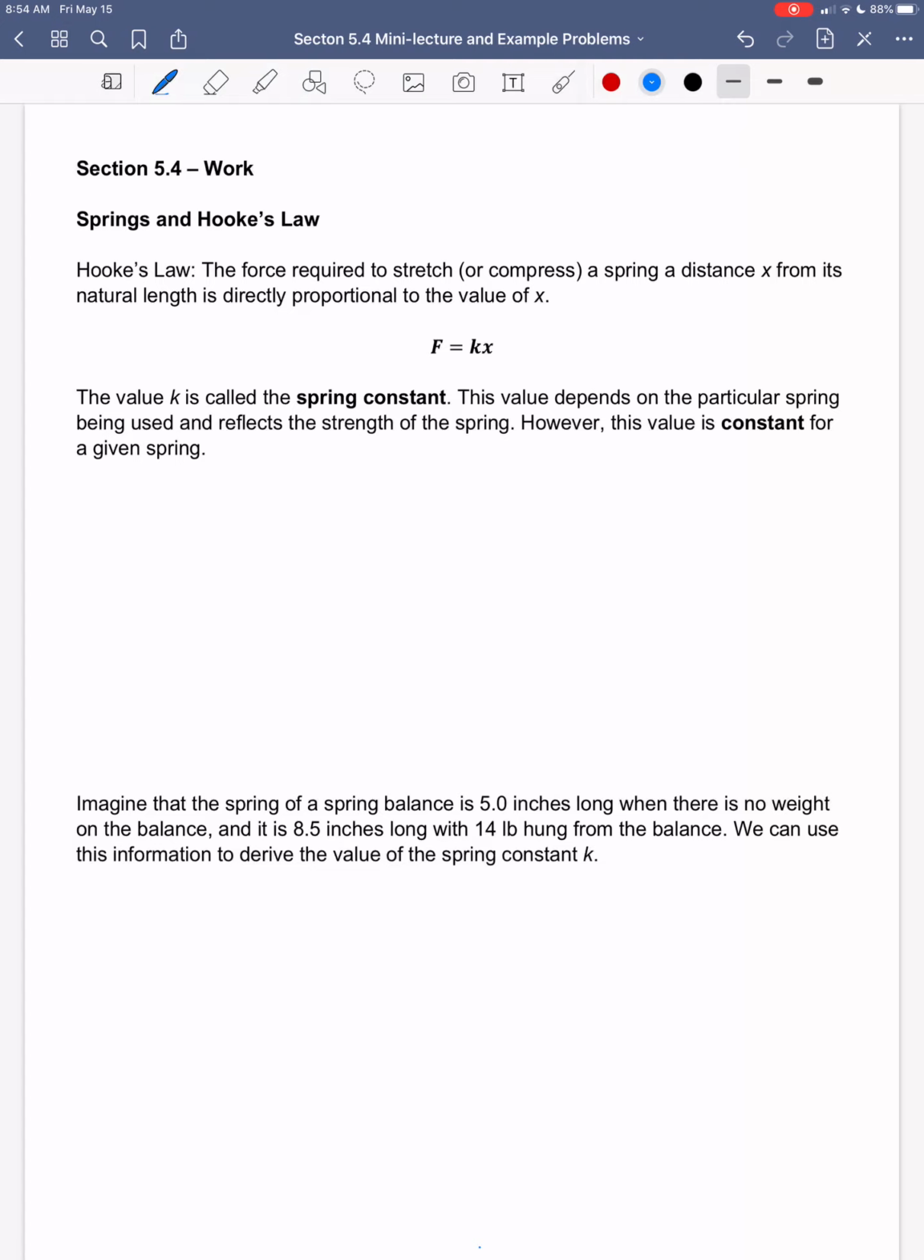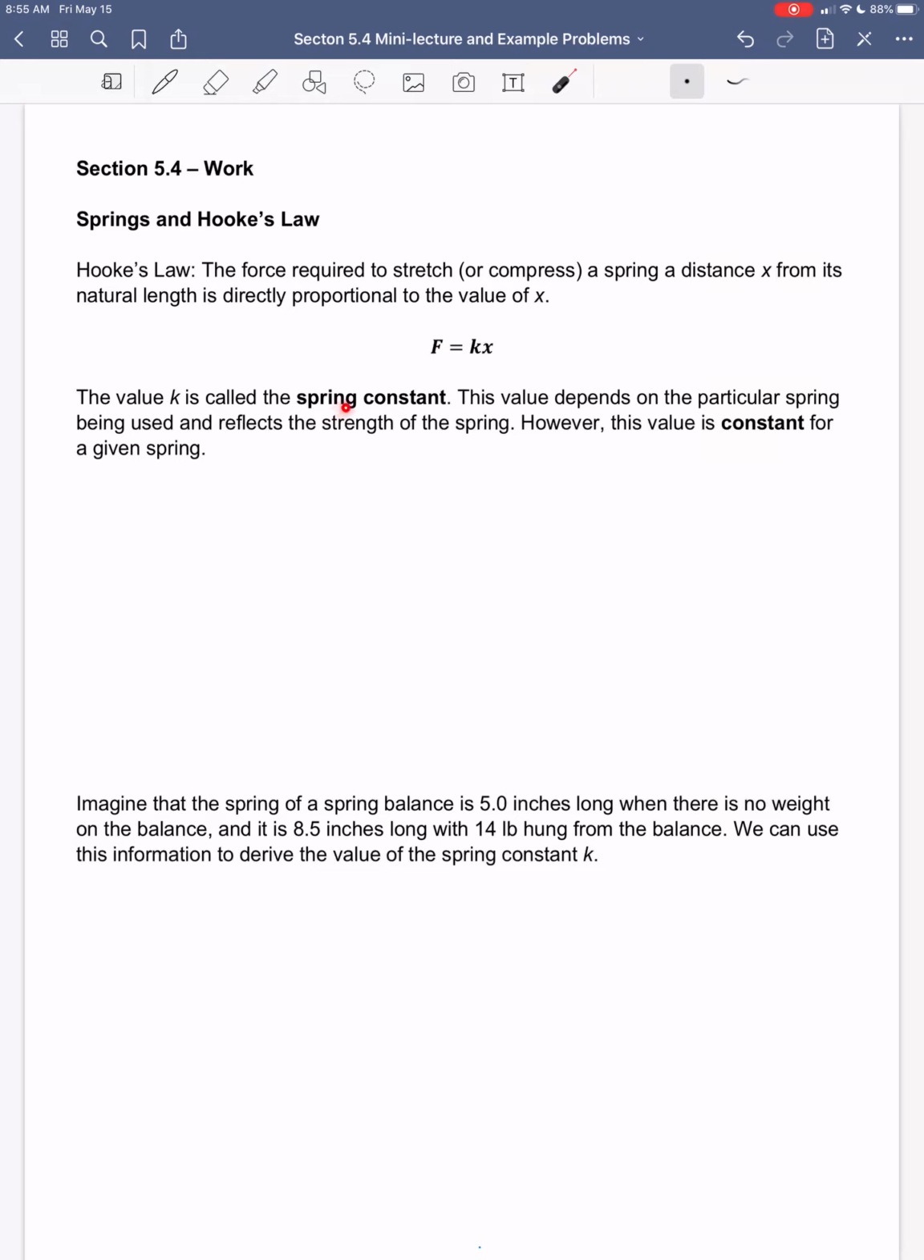And the force required to stretch a spring, if you've ever done that, of course, as you pull the spring, the farther you pull the spring, the harder it gets to stretch it. This is expressed as Hooke's law. So the force required to stretch or compress a spring a distance x from its natural length is directly proportional to the value of x. So we can write that F equals k times x.